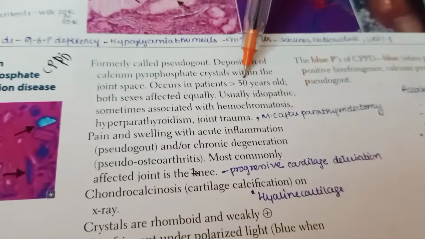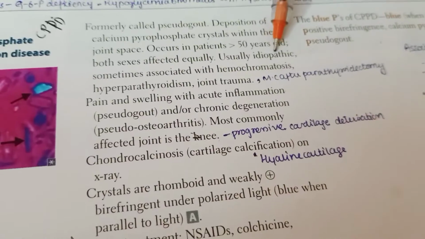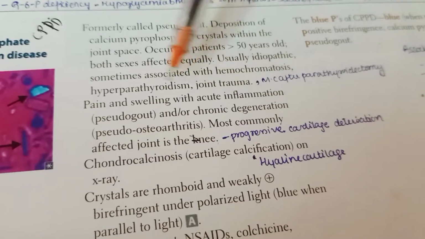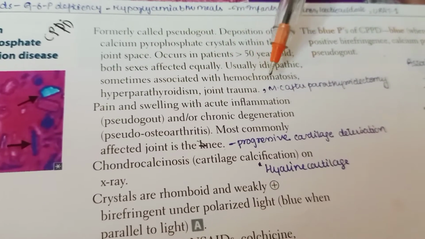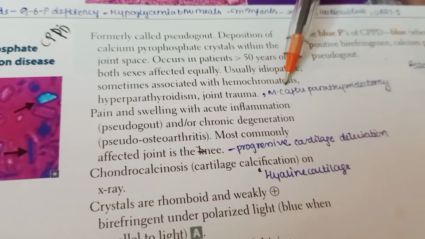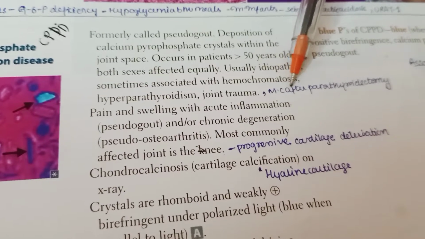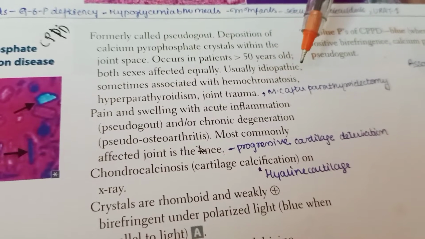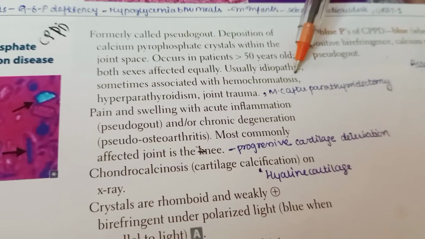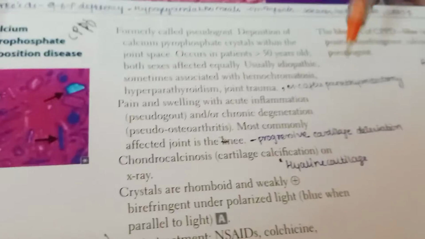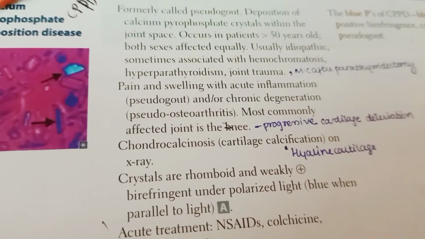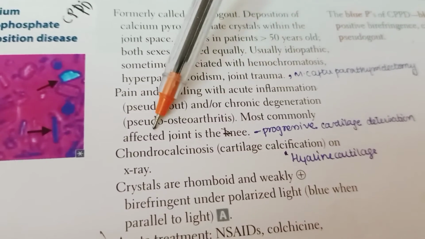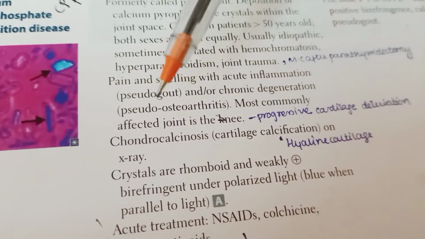So this is called pseudogout, especially seen in patients who are greater than 50 years, and this is most common after parathyroidectomy, or in those having hyperparathyroidism or joint trauma, or associated with hemochromatosis. What is hemochromatosis? It is an iron overload disorder. It is most common in the metacarpophalangeal joint. It is associated with pain, swelling, and especially you'll see this in young patients having high ferritin levels, hence hemochromatosis. Whenever these calcium pyrophosphate crystals deposit, that will lead to pain, swelling, acute inflammation, that is pseudogout. If there is chronic degeneration of the joint, that is pseudoarthritis.